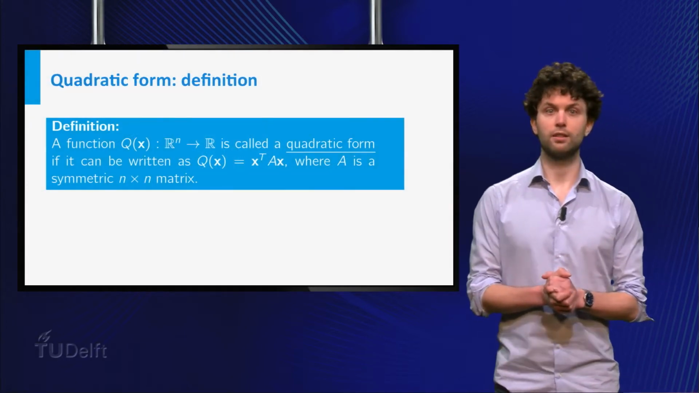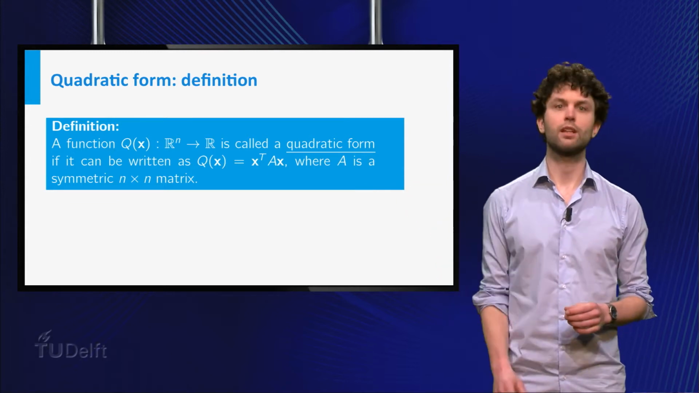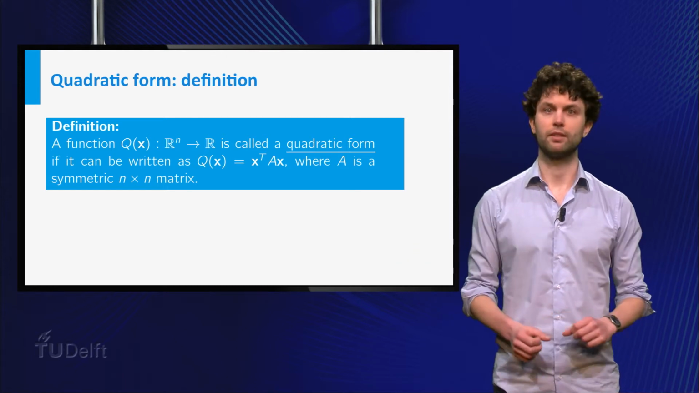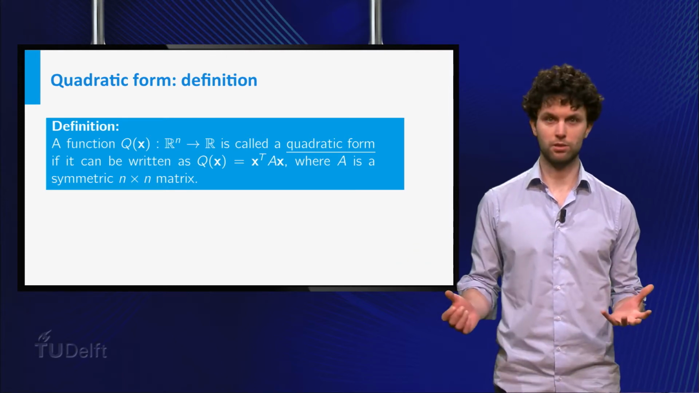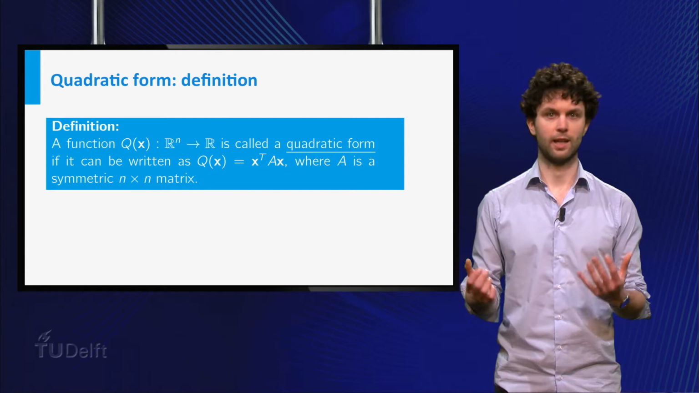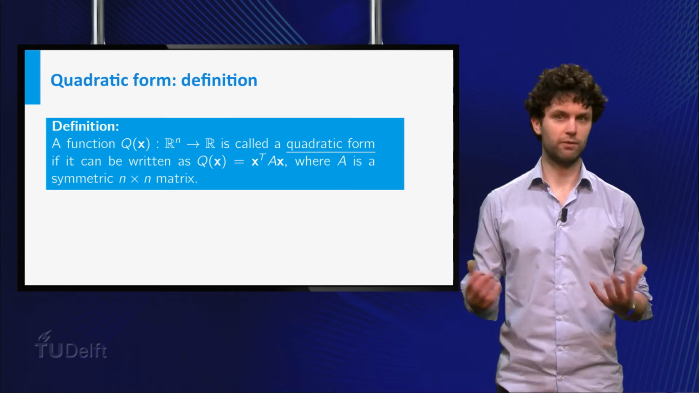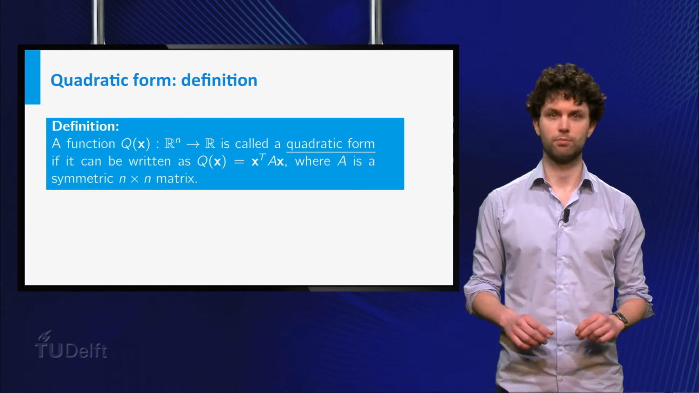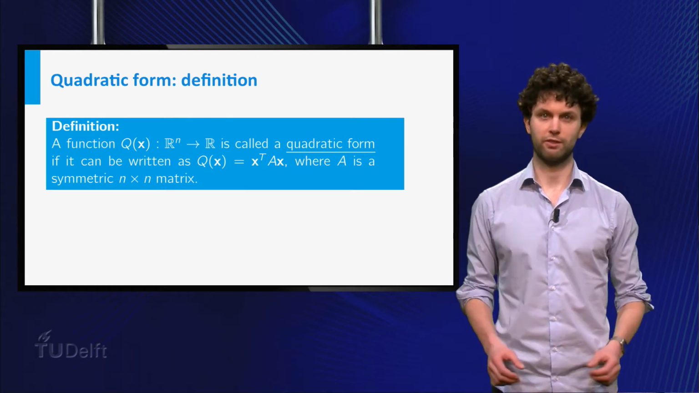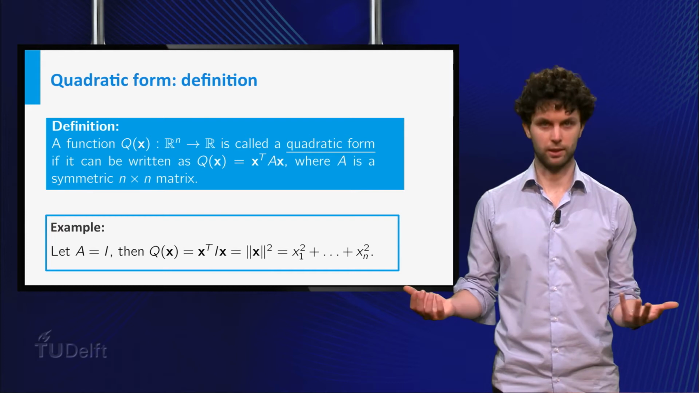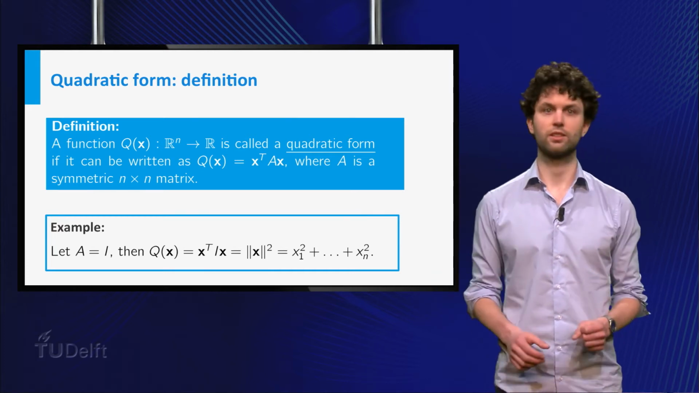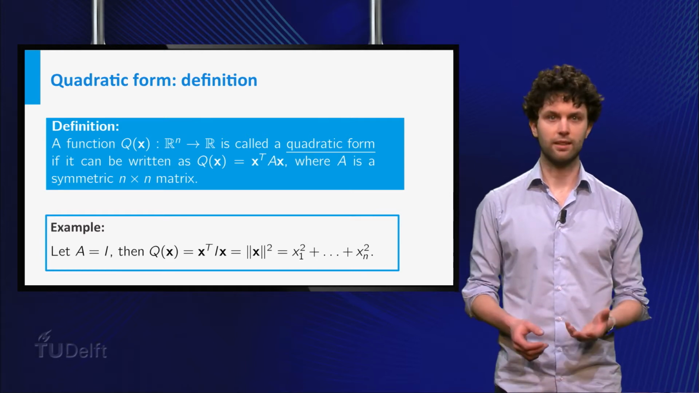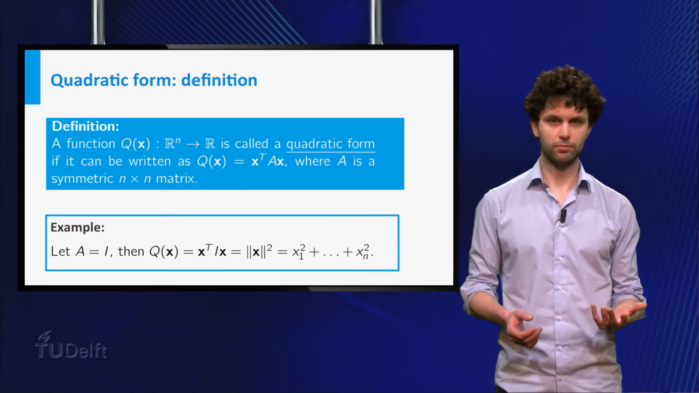Okay, without further ado, here's the definition. A function q on Rn is called a quadratic form if it can be expressed as x transpose times a matrix A times x, where A is a symmetric matrix. We call A the matrix of the quadratic form. The simplest example of a quadratic form is a function which is quite familiar. Take as matrix the identity matrix, then we obtain as quadratic form the length of x squared.